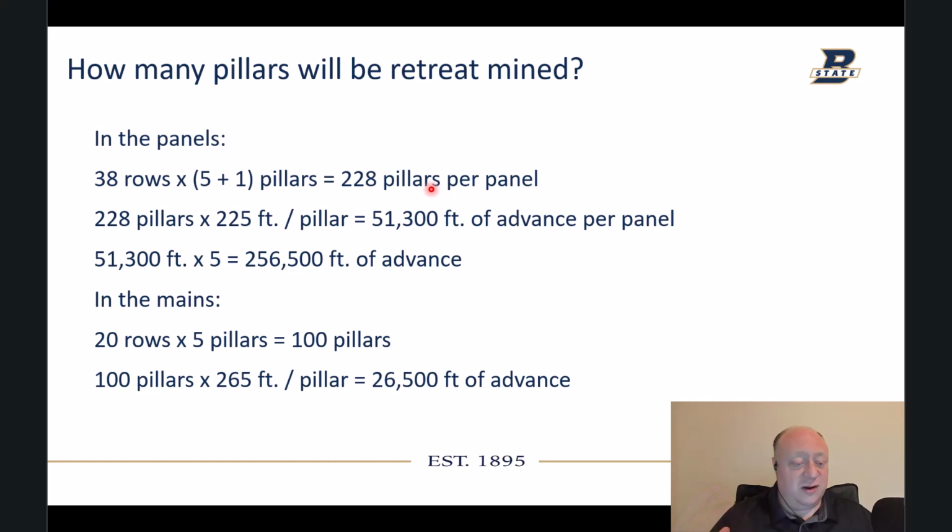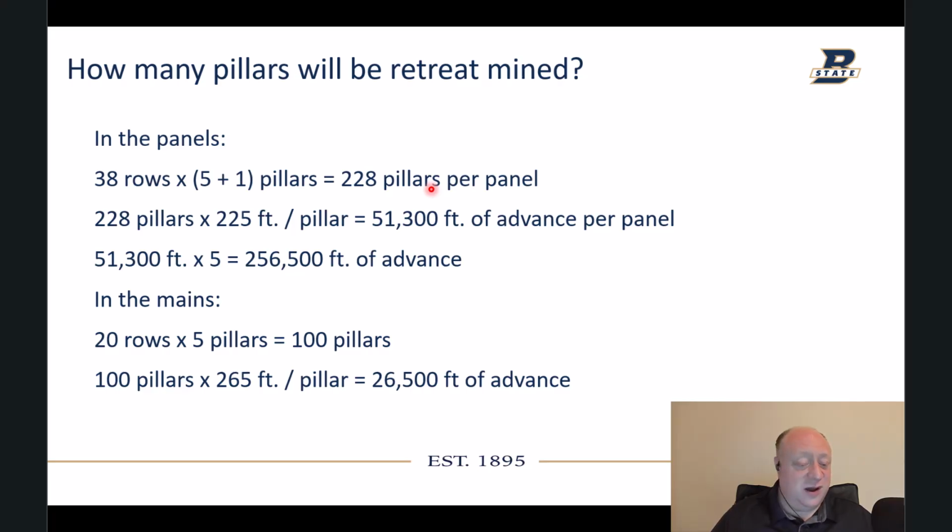So how many pillars are going to be retreat mined? In the panels, there are 38 rows, and I'm multiplying this by 5 plus 1 pillars. Now, why is that? Well, we do have 5 pillars to extract, but we're also extracting 30 feet from each rib, basically an additional pillar's worth. So that is an equivalent of 228 pillars per panel.